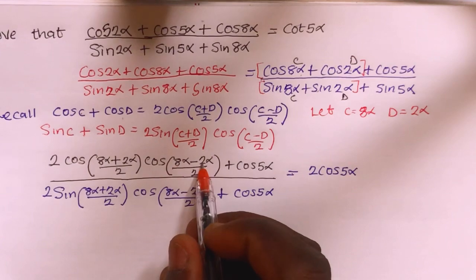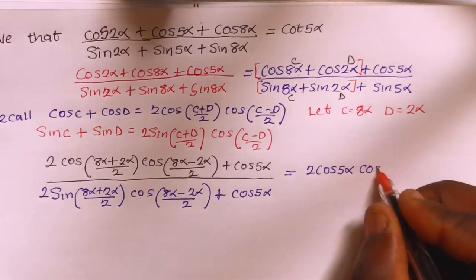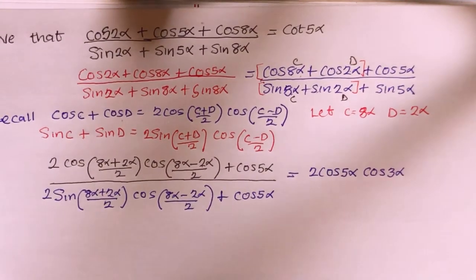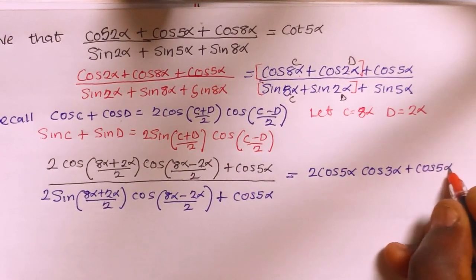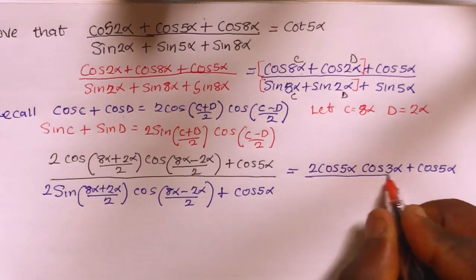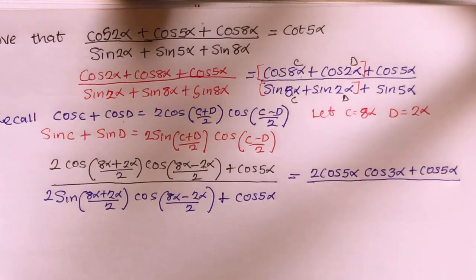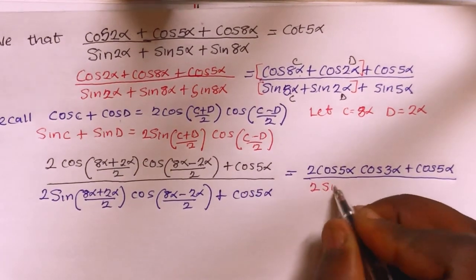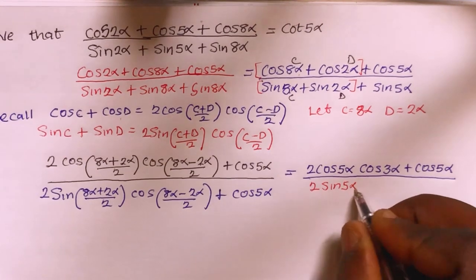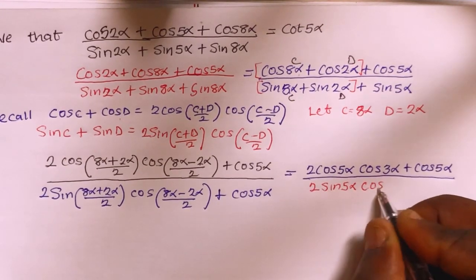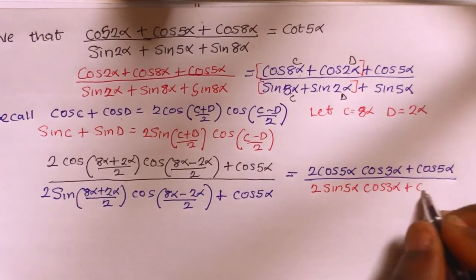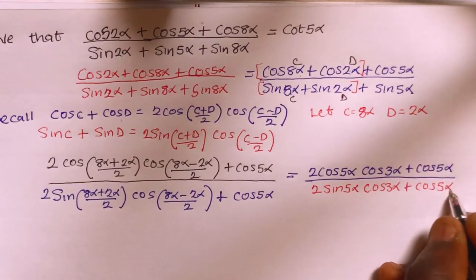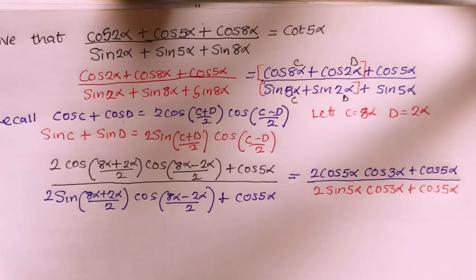Then 8 minus 2, that's 6. This one will be cos 3 alpha plus cos 5 alpha, all divided by 2 sine 5 alpha, cos 3 alpha plus cos 5 alpha. It's very simple.